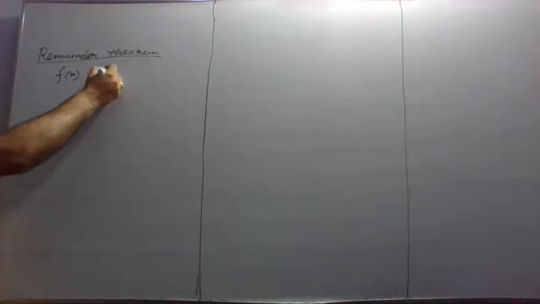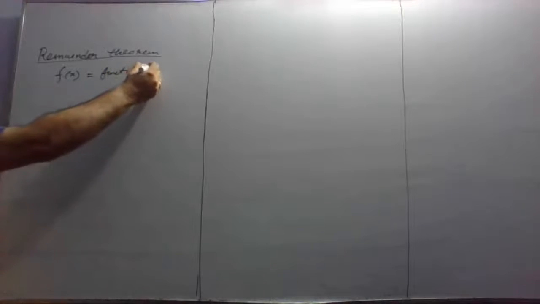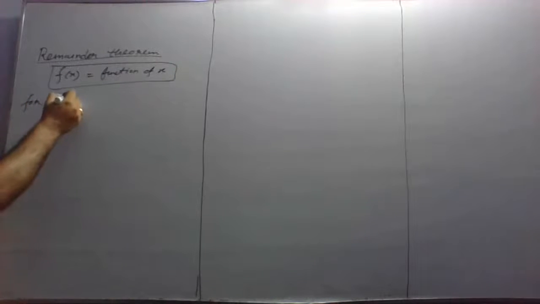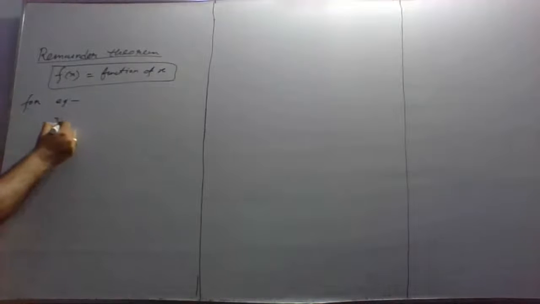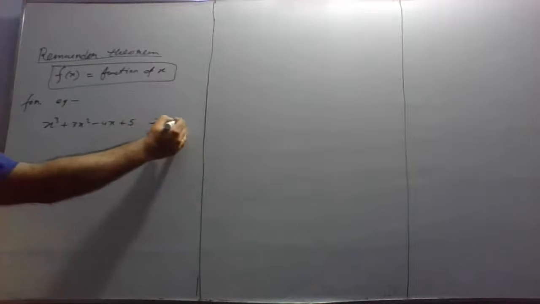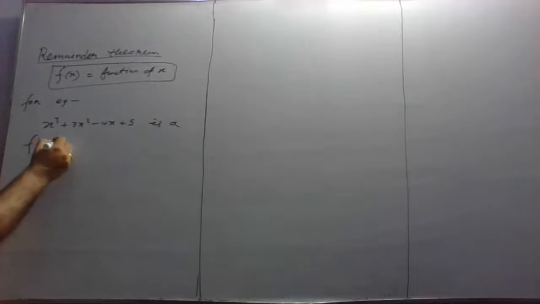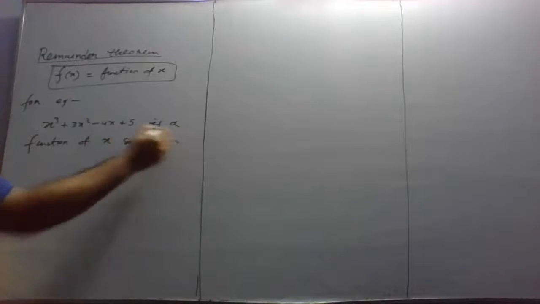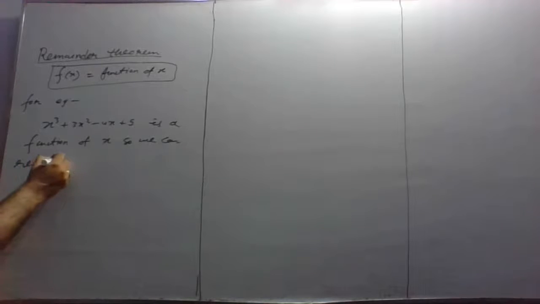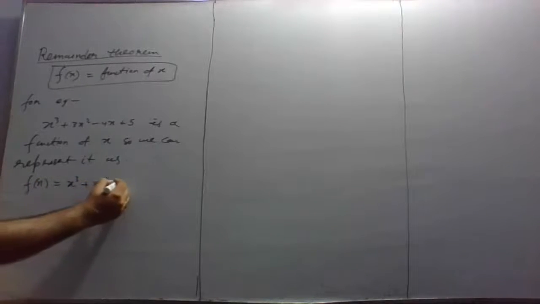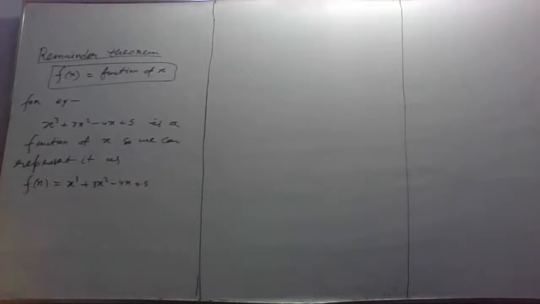as the function of x. For example, x cube plus 3x square minus 4x plus 5 is a function of x. So we can represent it as f(x) equals x cube plus 3x square minus 4x plus 5.